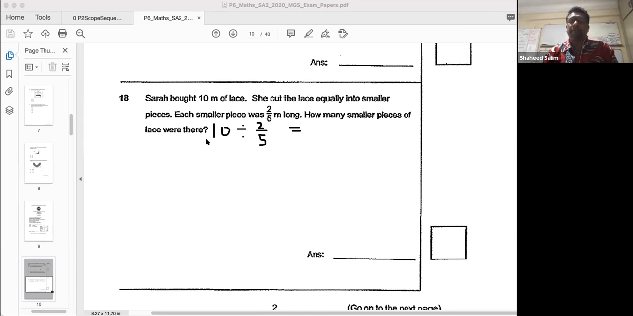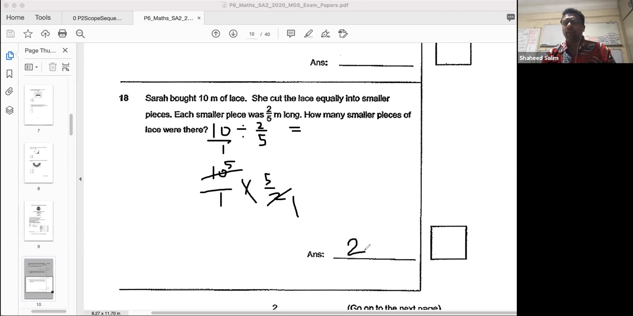Shakil, you can do this, 10 over 1. Then change the divide to times now. Don't flip the wrong one. You must flip the right side, 5 over 2. Divide by 2, you get 1 here, you get 5 here. 5 times 5, 25. That means there are 25 of the smaller pieces.